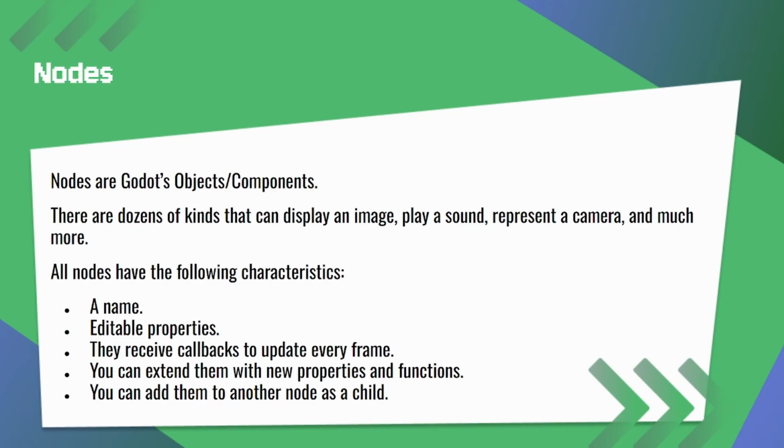They all have a name. They all have properties that you can edit. They receive callbacks to update every frame. You can extend them with new properties and functions that you can write yourself, and you can add them to another node as a child.